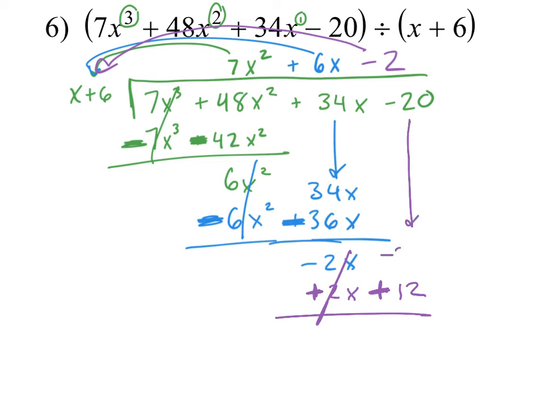What do we do with the positive 12? Combine it with the negative 20. What's negative 20 plus 12? Negative 8. What do we do next? That's our remainder. Good job. So this is our answer.